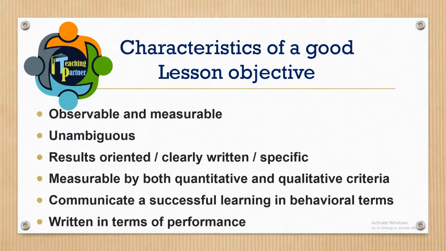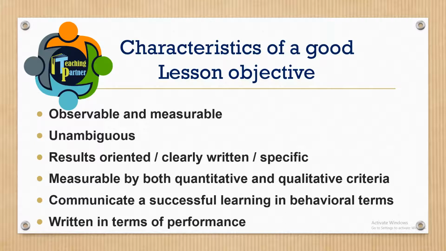A good lesson objective should be observable. So if anyone attends your lesson, they should easily observe what your objective is, and it should be measurable. What do you mean by measurable? For example, if you say my student should understand, the word understand is not measurable. No one can measure whether a student understood or not.